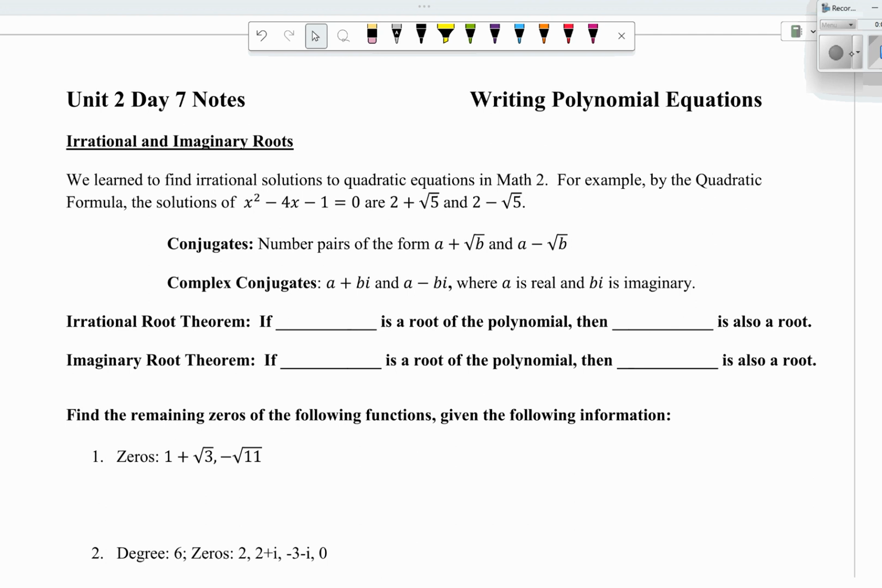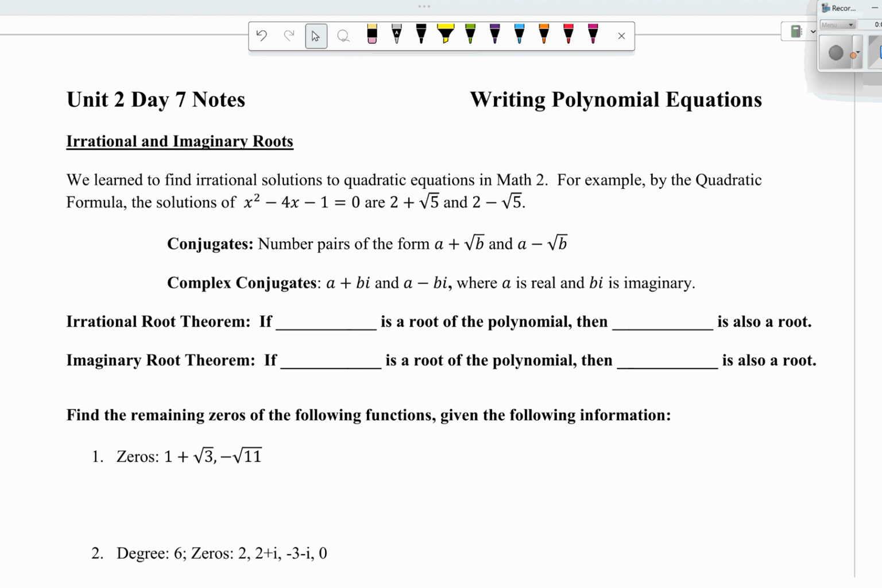Today we're talking about writing polynomial equations. So let's talk about irrational and imaginary roots. We learned to find irrational solutions to quadratic equations in Math 2. For example, by the quadratic formula, the solutions of x squared minus 4x minus 1 equals 0 are 2 plus root 5 and 2 minus root 5.